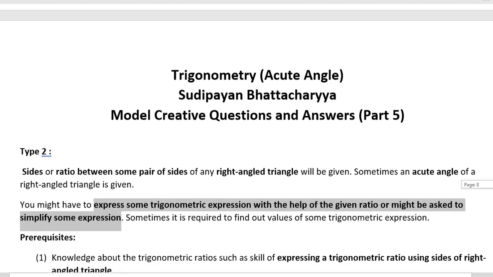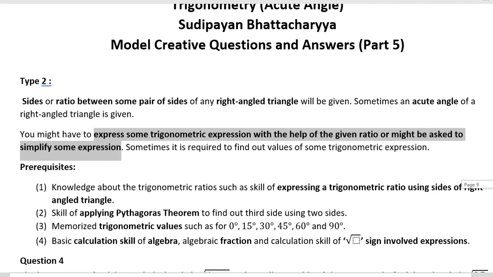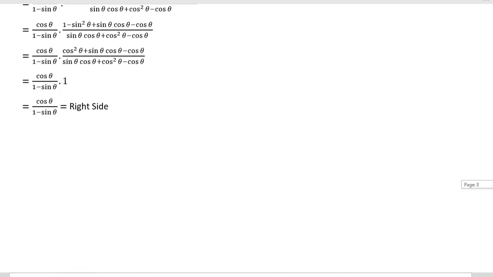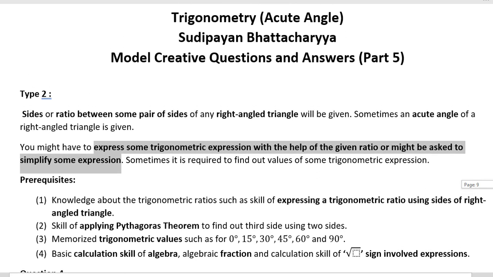Before it, we will have to know the prerequisites of solving this type of question. As the prerequisites, you will have to have knowledge about the trigonometric ratios, such as the skill of expressing a trigonometric ratio using sides of a right angle triangle. And what does this mean? This means you have to write down things like: sine theta equal to perpendicular by hypotenuse.